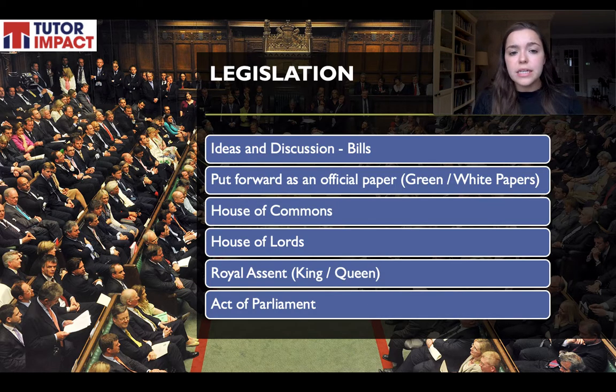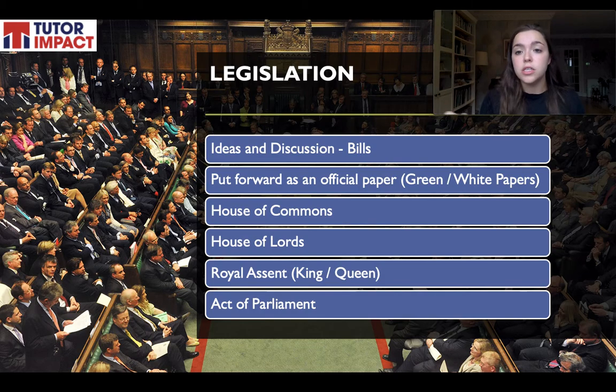So how is legislation passed? So every Act of Parliament has to follow a set procedure through both Houses of Parliament and beyond that. And if it's not followed, it can't become law. So we have to go through this. So we start with the ideas and discussion stage. So lots of sources for where these ideas come from. As we said, come from private member bills, from government bills, from petitions.